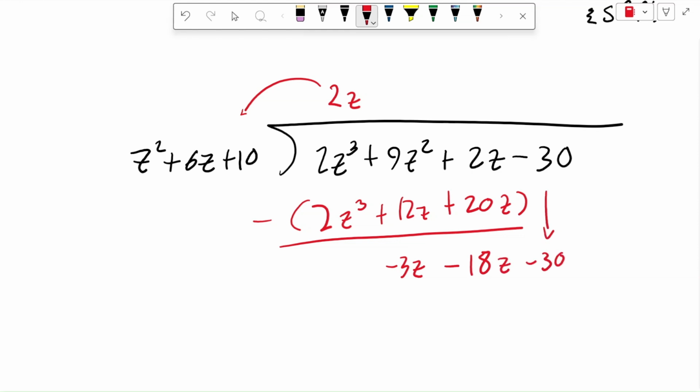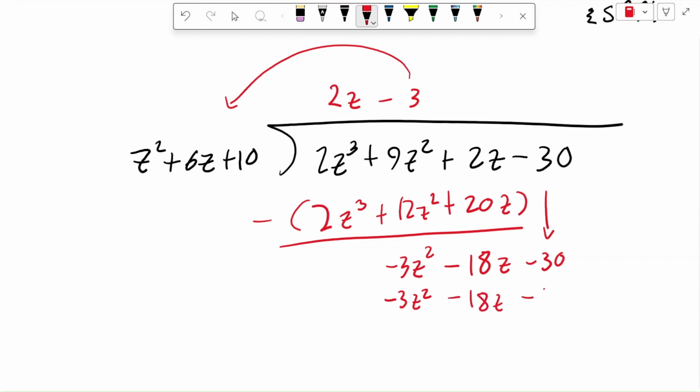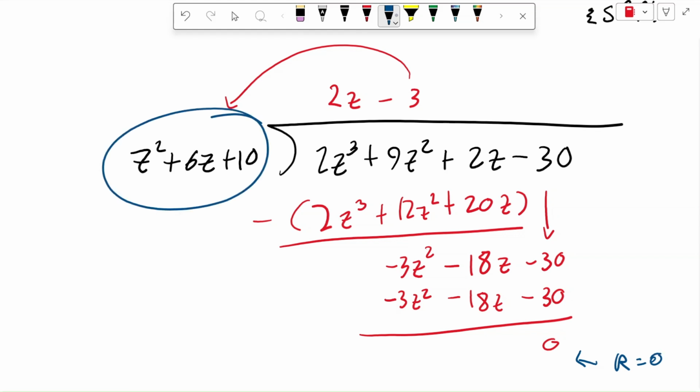All right, how many times does z squared go into -3z squared? It goes in -3 times. Now let's check. So -3 now needs to come in and times by everything. So I get -3z squared take 18z when I do it with the 6, and I get take 30 when I do it with the 10. And thank goodness we get a remainder of 0, because that's what we were hoping to get, given that this was a factor. It's really important that that was 0, otherwise we've done something wrong.